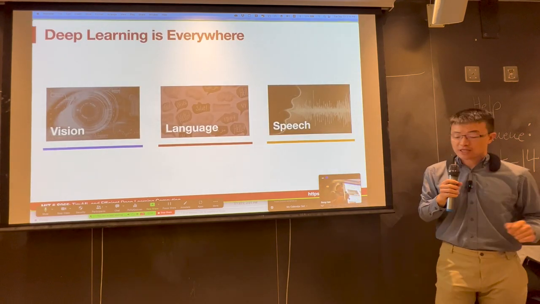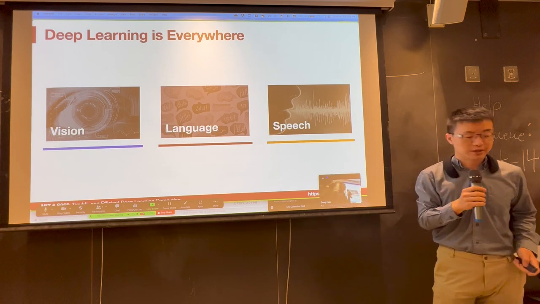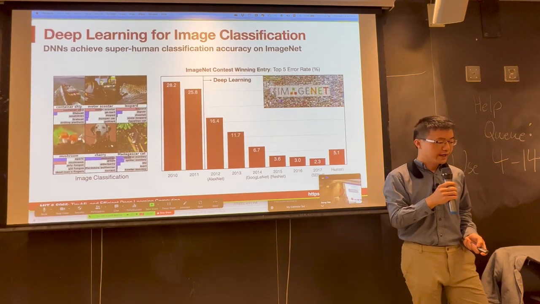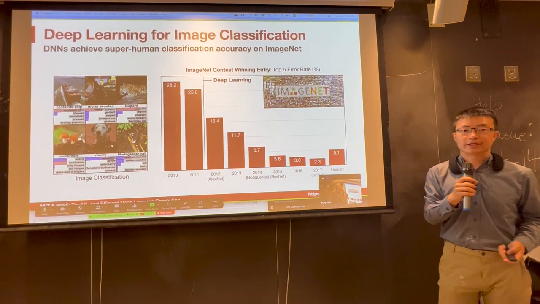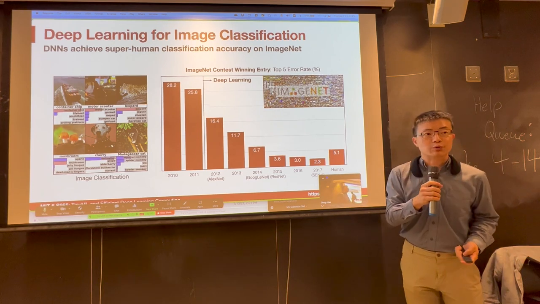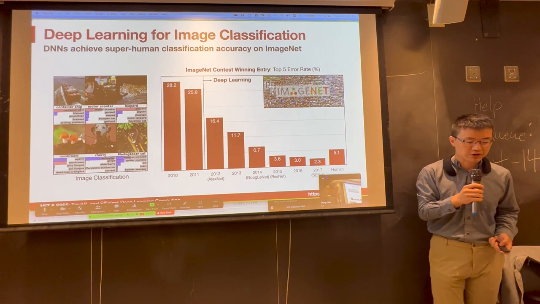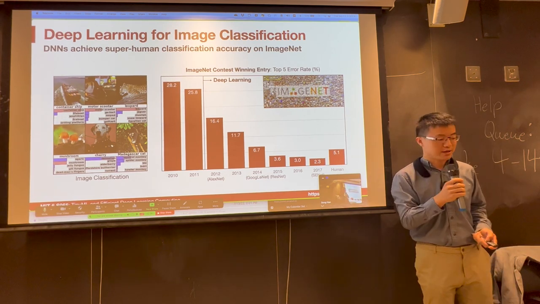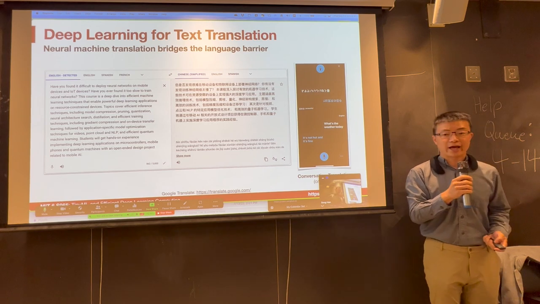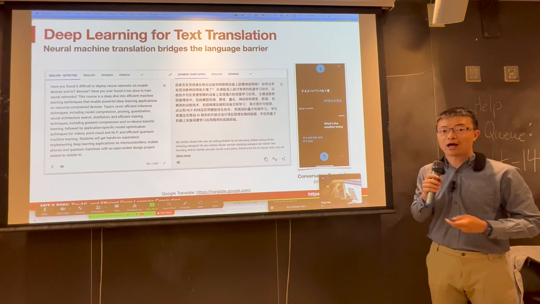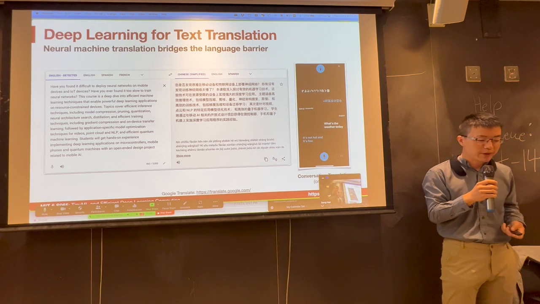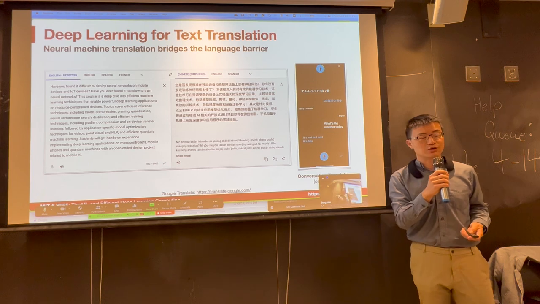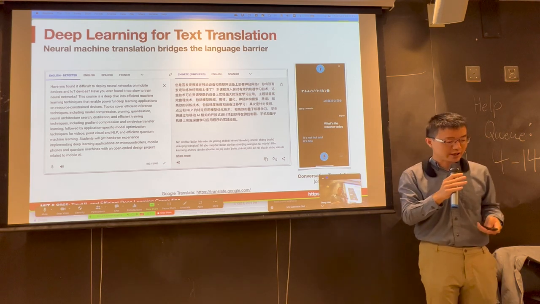So, a very quick summary from the previous lecture. We mentioned deep learning is everywhere: in vision, in language, in speech. And the performance of deep learning is improving very rapidly in recent years. The error on ImageNet has dropped dramatically in the past 10 years. Also for text translation, remember last time we did a live demo with one of our TAs, Yujun. Working on this live demo, we hope to push such applications to mobile without having to connect to the internet.